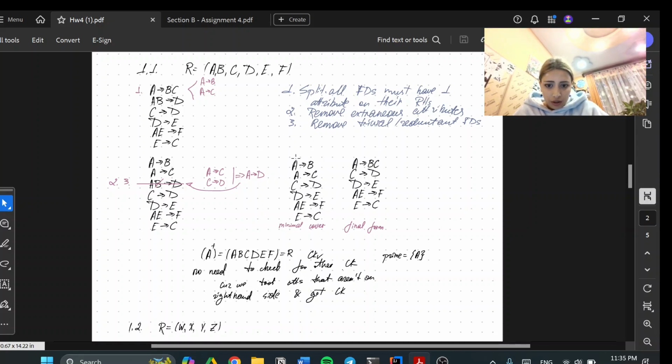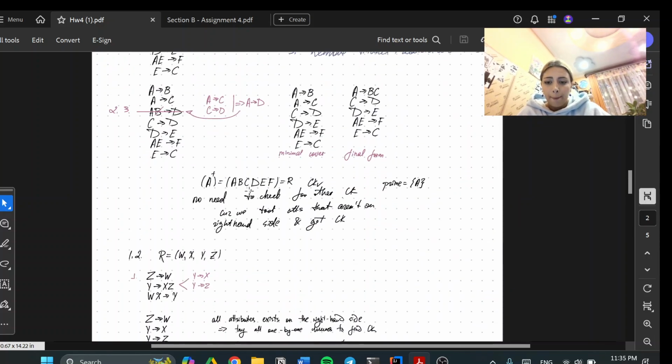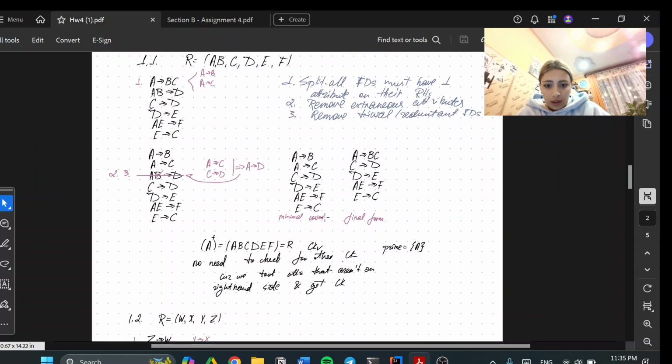In the final form, I just connected these two because it's easier to find the candidate keys like that. But this is the minimal cover. Okay. So the only attribute that isn't on the right hand side is A. So first we try A's closure. A goes to A, A goes to B, A goes to C, C goes to D, D goes to E. We have A and we got E already, so AE goes to F.